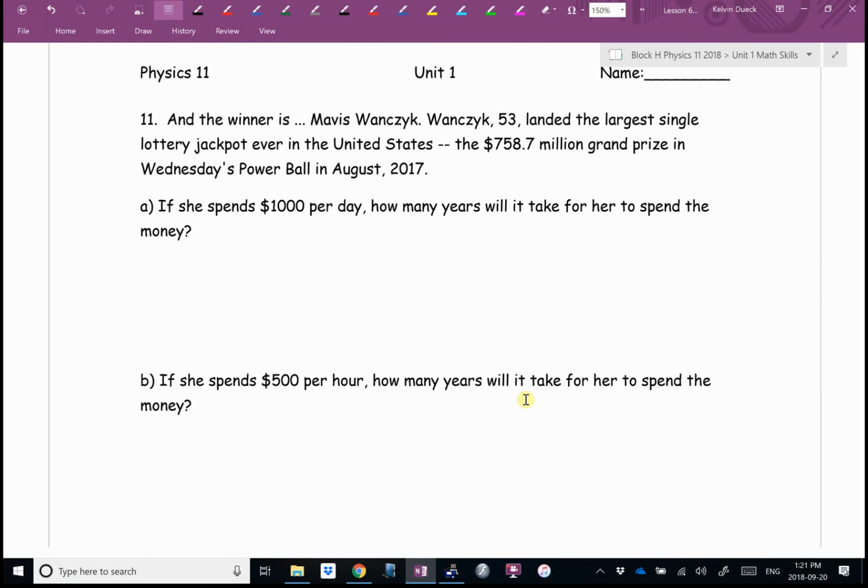Let's find out. How many years will it take her to spend $1,000 a day? How can we calculate that? What are you going to type? Tell me.